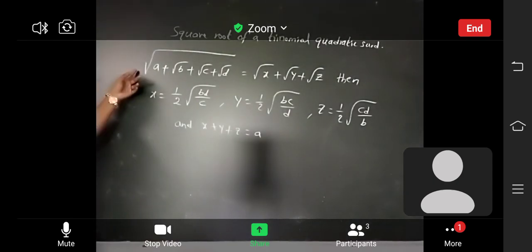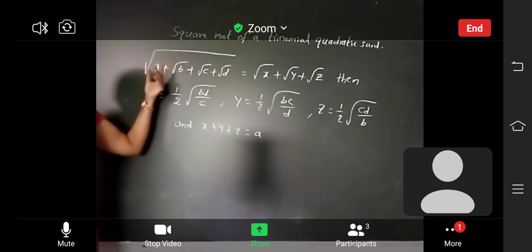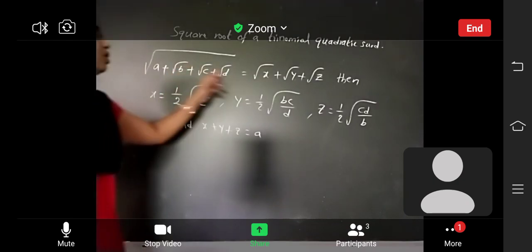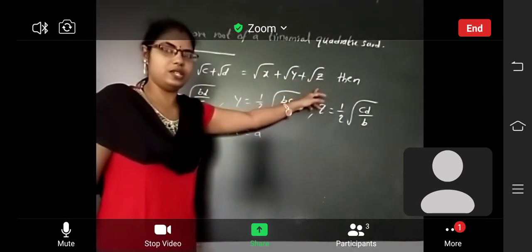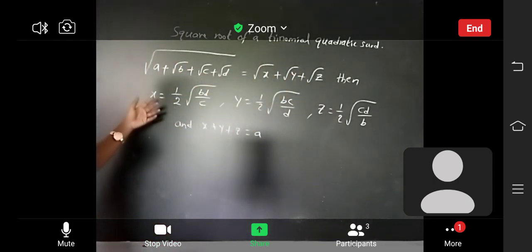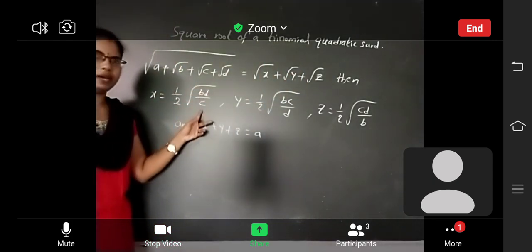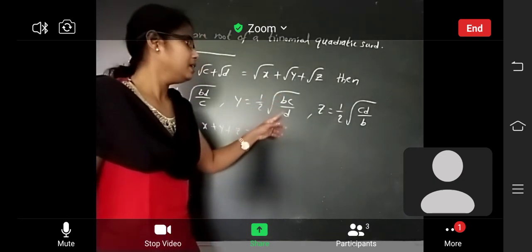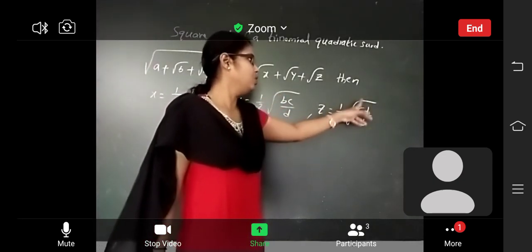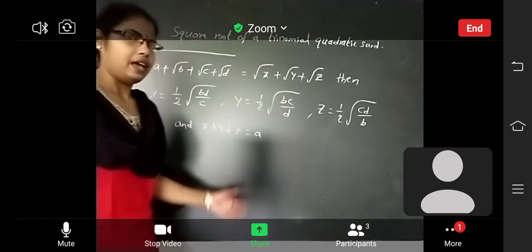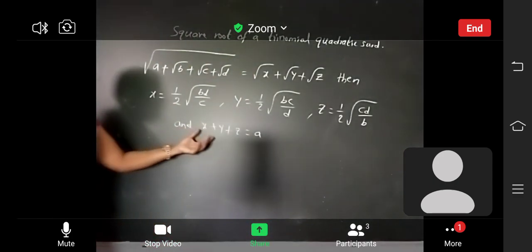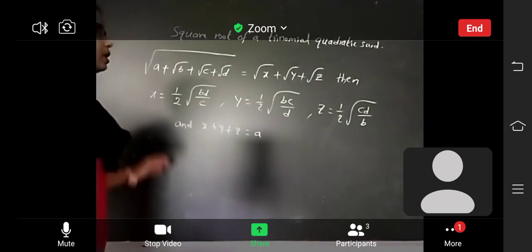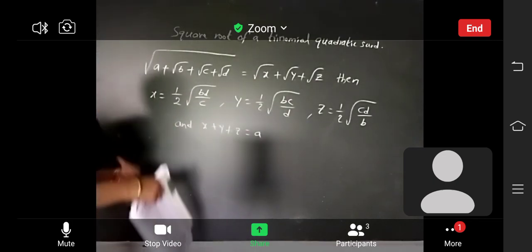So the square root of a trinomial quadratic surd formula is root x plus root y plus root z. Where, what is x here? Half into square root of bd by c. y is equal to half into square root of bc by d. z is equal to half into root of cd by b. And here what is a? x plus y plus z is equal to a. Okay, note this formula.